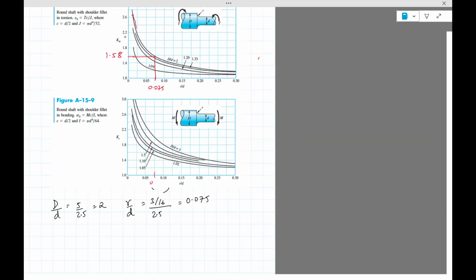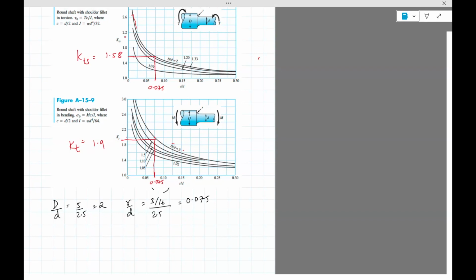And then here we have 0.075, and we need a ratio of 2. Unfortunately, we have 3 and we have 1.5, so we'll have to ballpark it. It should be somewhere between this point and this point, so we can just make a guess here. This is 2, so it's a little below 2. Let's assume 1.9. So Kt is 1.9 and Kts is 1.58. So that's what we got from these figures.